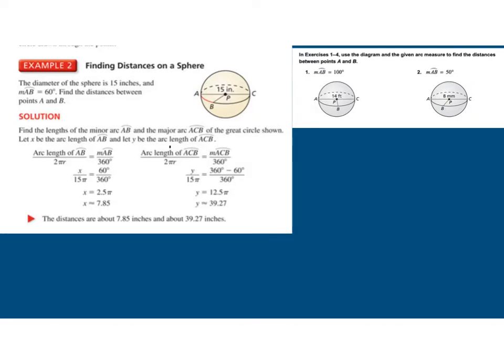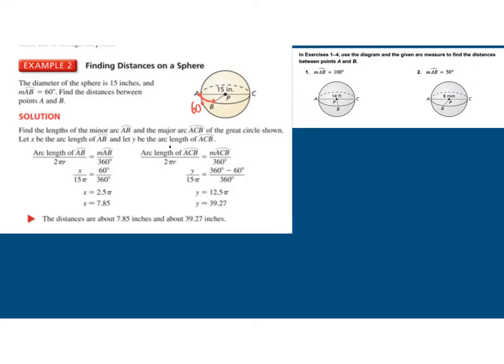Finding distances on a sphere. Here's an example that's worked out. The diameter of the sphere is 15 inches, and the measure of arc AB is 60 degrees. Find the distance between points A and B. So really, that's just an arc length on the great circle. Find the lengths of the minor arc AB and the major arc ACB of the great circle shown. Let x be the arc length of AB, and let y be the arc length of ACB.